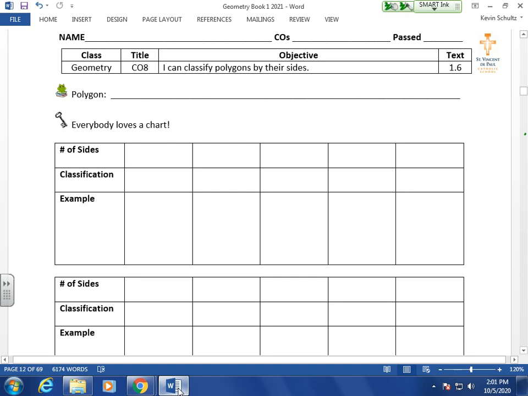Hello and good day. Geometry Blue Group, we're covering CO8, classifying polygons by their sides. When most people hear the word geometry, they're probably thinking about just shapes, which is essentially what we're doing today. But what is the technical definition of a polygon? What makes a figure a polygon versus not a polygon? Any characteristics of a polygon that you can think of?